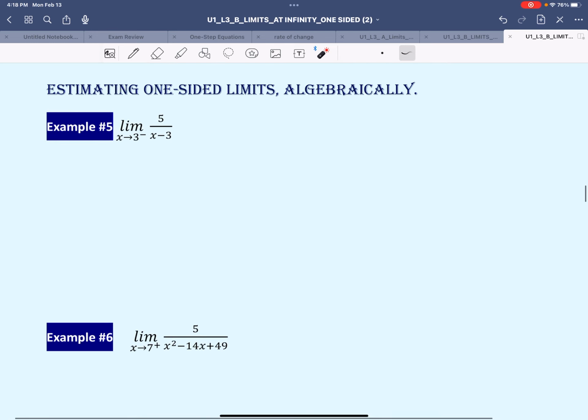In this example, we have to algebraically determine this one-sided limit. We have the limit as x approaches 3 from the left of 5 over x minus 3.